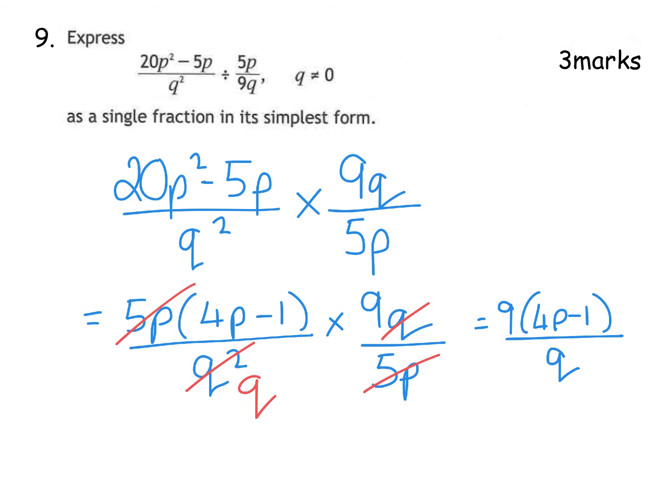Now, 3 marks, okay? 1 for just being able to know that you keep it, change it, flip it. 1 obviously for your final answer. And I'm reckoning the 3rd mark will be for factorising the 20p squared minus 5p. So that is a wee change on your fraction question. It's got factorising and fractions. And actually they did one very similar to that a few years ago, so they're starting to get a wee bit clever.